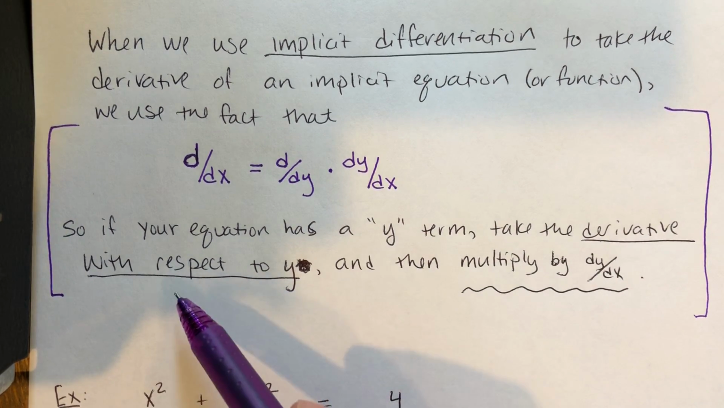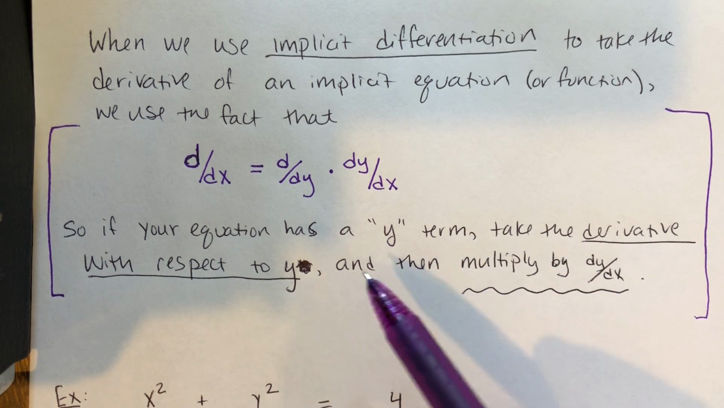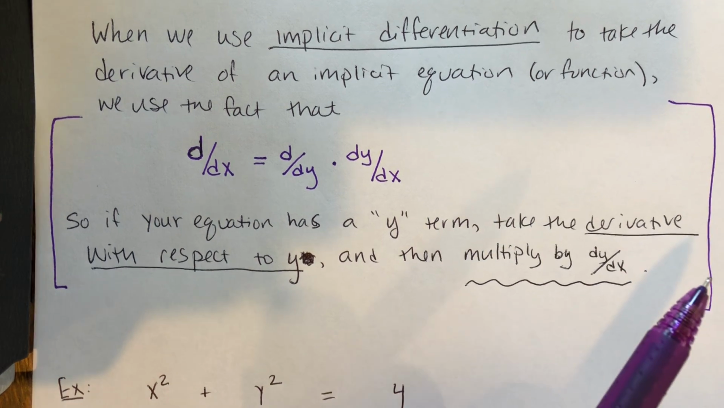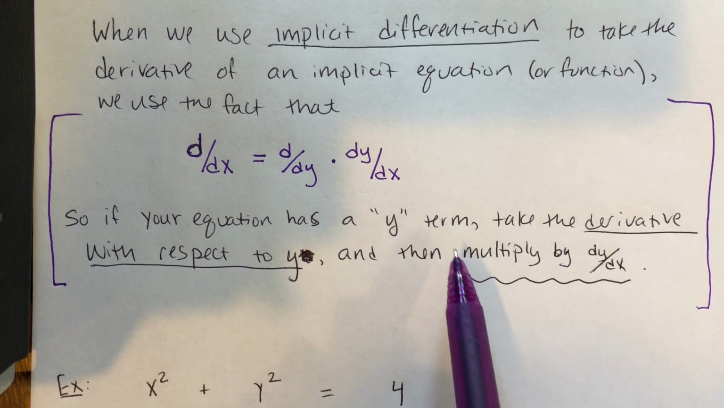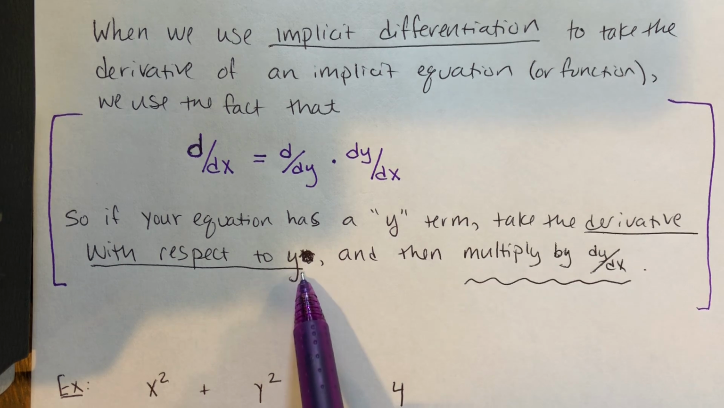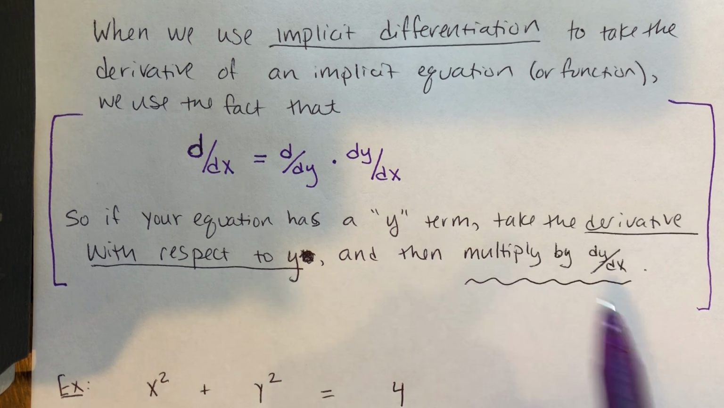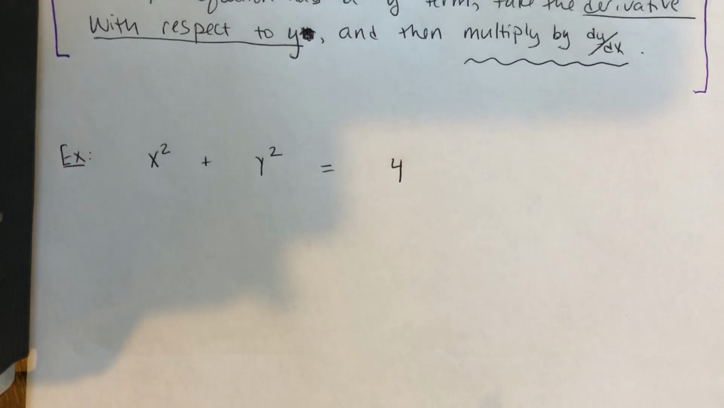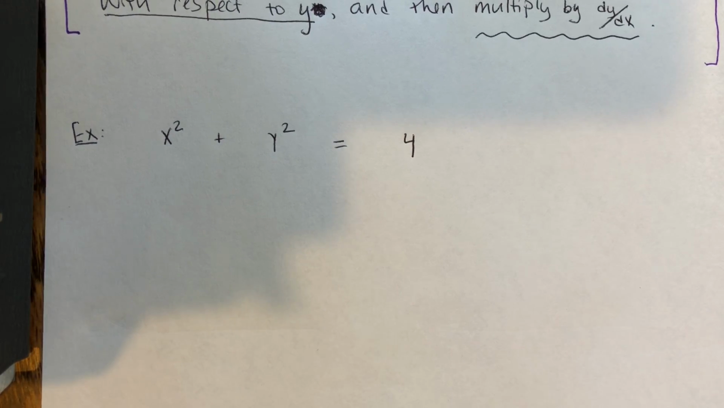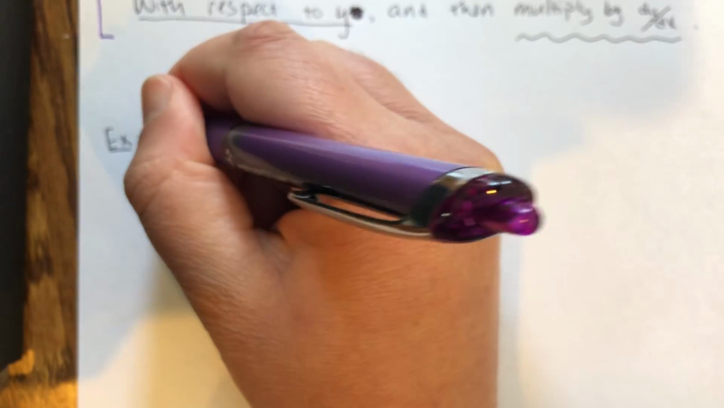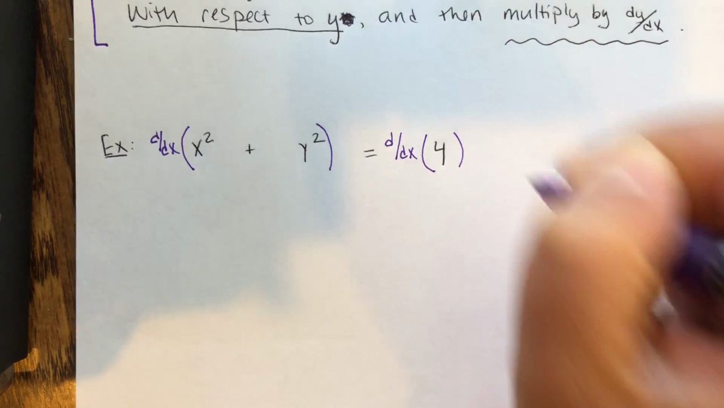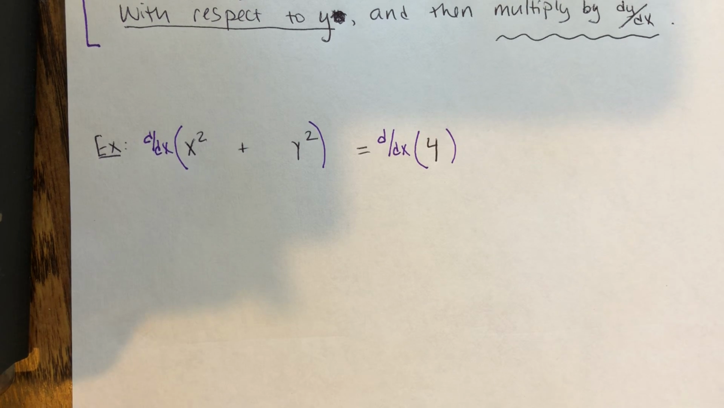So in particular, if you're taking the derivative of a function that's written implicitly with both x's and y's, then you're just going to take the derivative of both sides of the equation with respect to x. And then anytime you take the derivative of a y term, you take the derivative with respect to y and then multiply by dy/dx. So let me show you what I mean using our original example. All right, we want to take the derivative with respect to x on both sides. So I'm going to start just by saying we're taking the derivative with respect to x on the left-hand side, and the derivative with respect to x on the right-hand side.